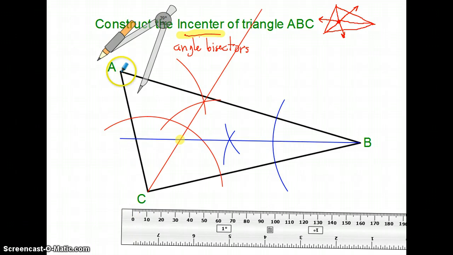If I did the angle bisector at A, it should go through that point. You can do that just to be sure. This thing right here is the incenter. Now, you don't have to label it, but I'm just going to show you here because I want you to be able to see this later if you want to look back at it. Okay, great.